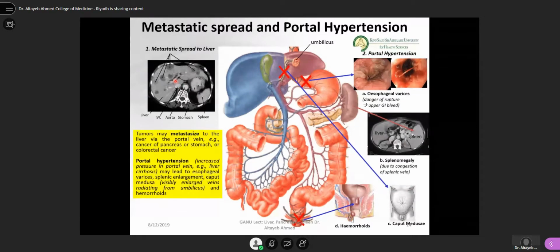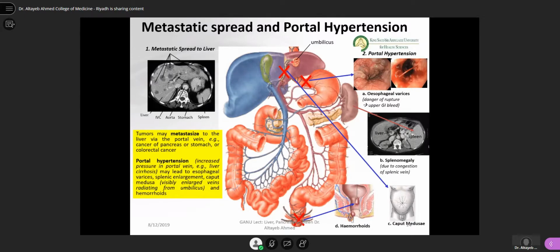Also, there is a condition which we call portal hypertension, and this usually follows fibrosis around the portal vein. The common cause is schistosomiasis or bilharziasis. However, it may follow liver cirrhosis in advanced stages, or even cancer involving the porta hepatis region. This may result in opening of anastomotic channels between the portal vein and the systemic circulation.